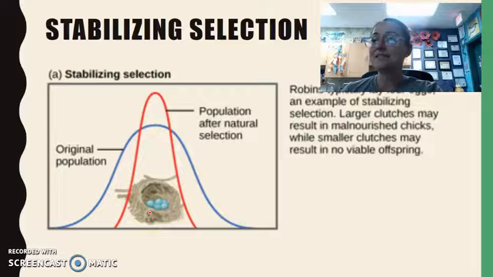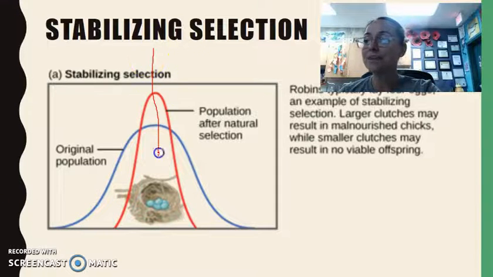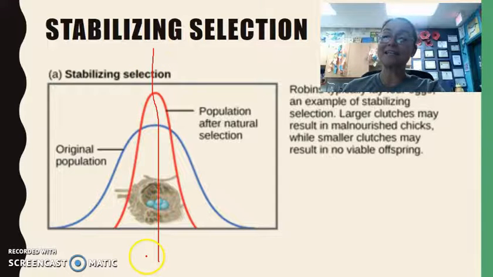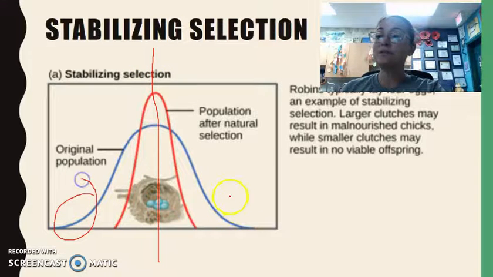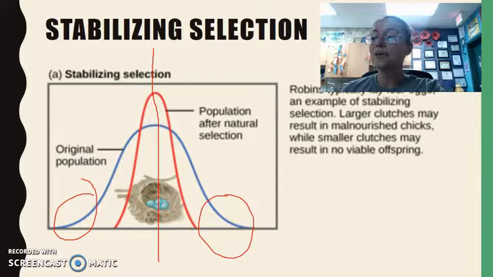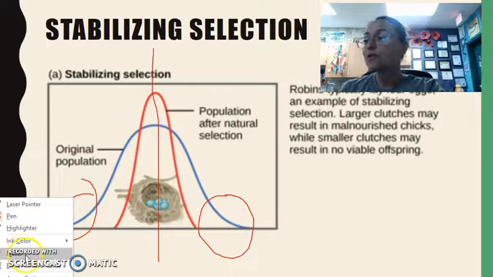We also have what's called stabilizing selection. In stabilizing selection, this is where the medium phenotype is actually favored and has the highest fitness. And it's the individuals that are in the extremes that are going to be selected against.